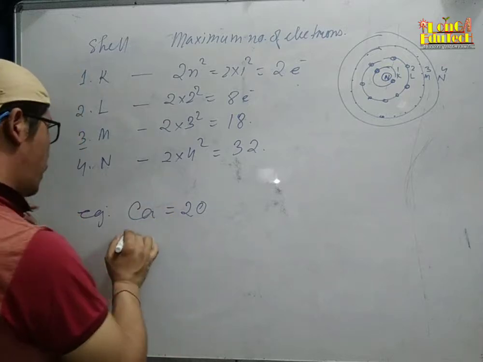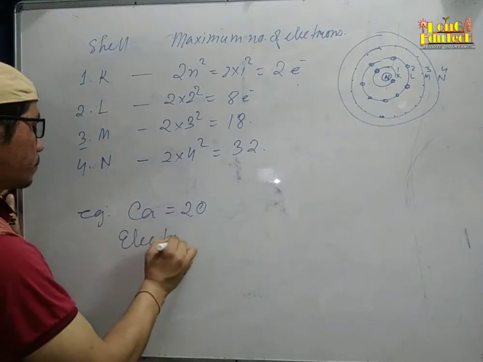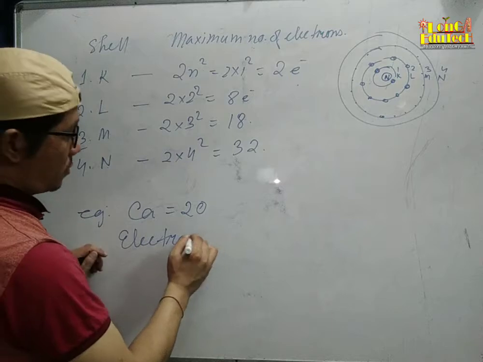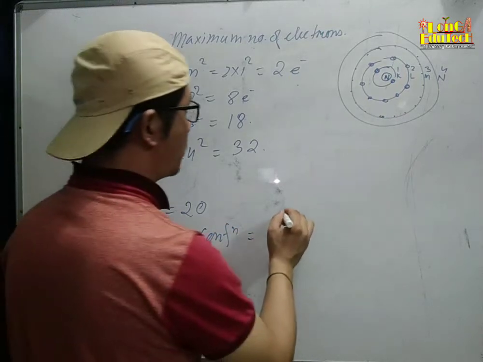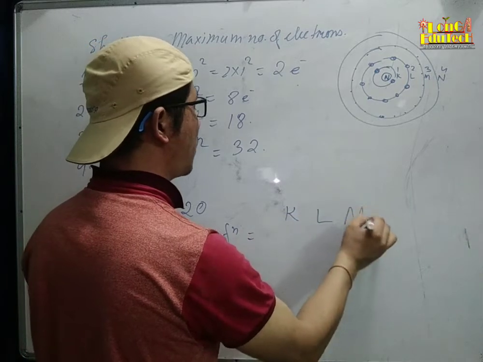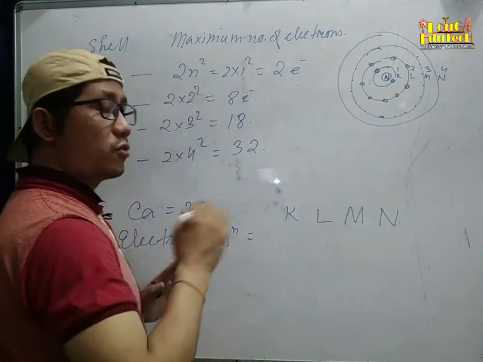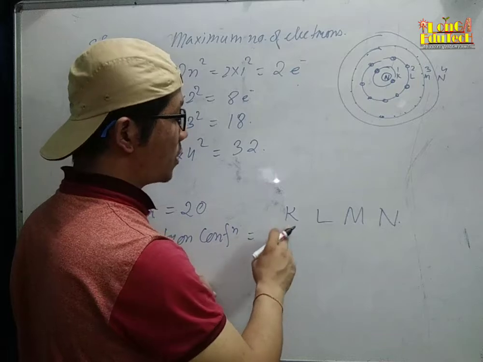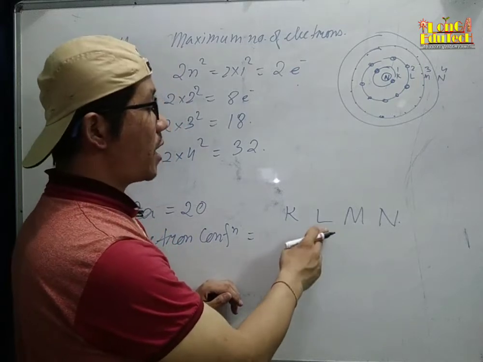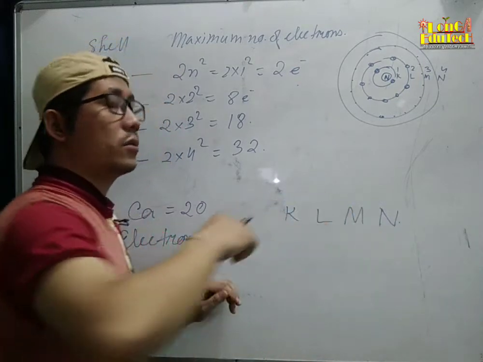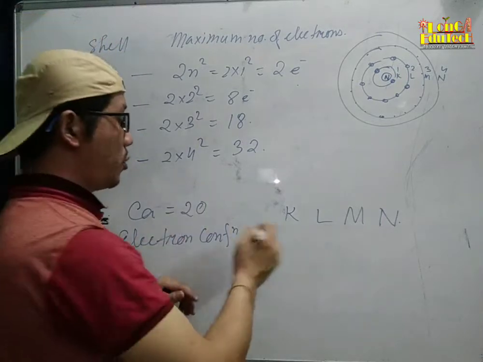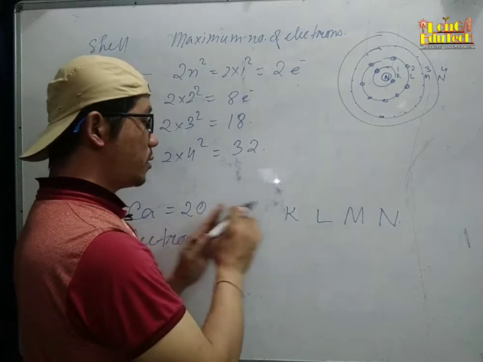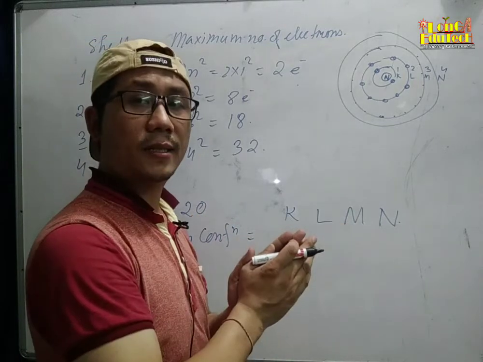And if we do the electronic configuration, you can write it here: this is K, L, M, and N. As we know, the maximum number of electrons which can be accommodated in K is 2, L is 8, M is 18, and N is 32. But we have 20 electrons, so these 20 electrons are going to be distributed to different energy cells.